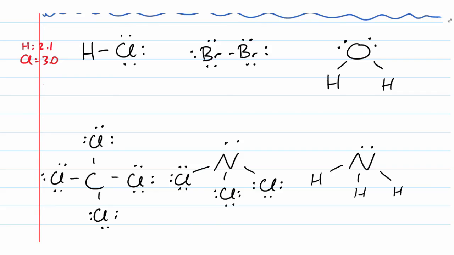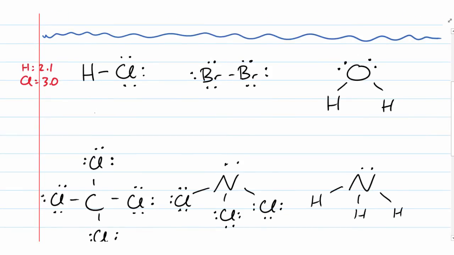It's going to be polar. It's going to be polar because these values are vastly different. They are different from each other. And because they're different from each other, that means that this bond is going to be polar. So now, when we have a polar bond, we want to assign what we call partial charges.